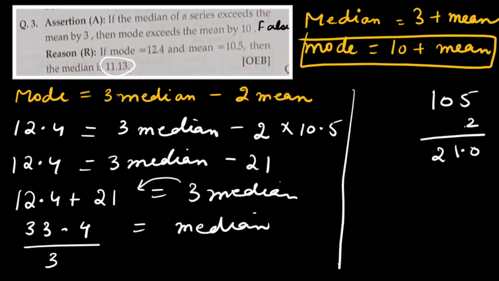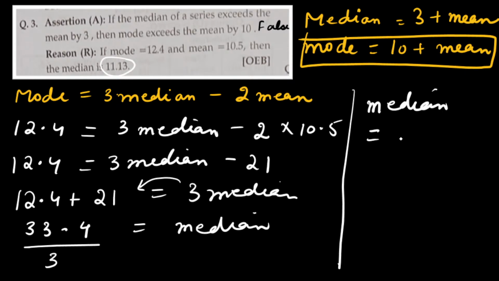So what is the value of the median we will get? After dividing, what will you get? I think after dividing you will get 11.13 only. So the median you will get is 11.1333, so 11.13 we can consider. Which is the given value also. They have mentioned, if mode is 12.4 and mean is 10.5, then median is 11.13. So yes, it is true. So this one is true.